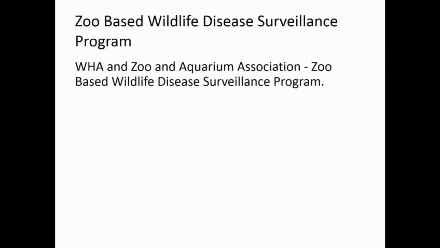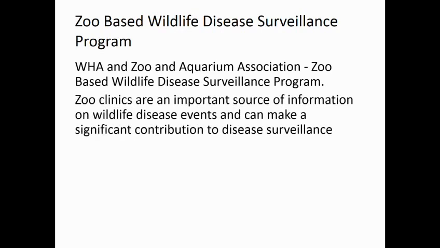One of the things that they have done is develop a zoo-based wildlife disease surveillance program, and that was in connection with the Zoos and Aquarium Association to look at getting information from wildlife cases that might come into zoos, and that would help to look at the disease surveillance that's occurring, or contribute to the disease surveillance that's occurring in the country, and it adds a component.